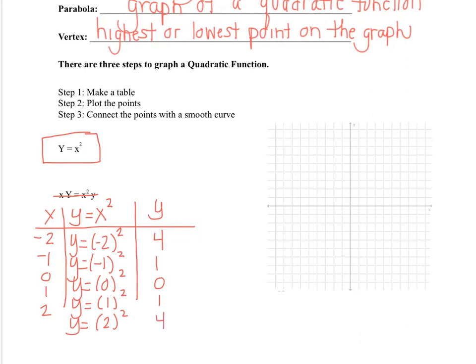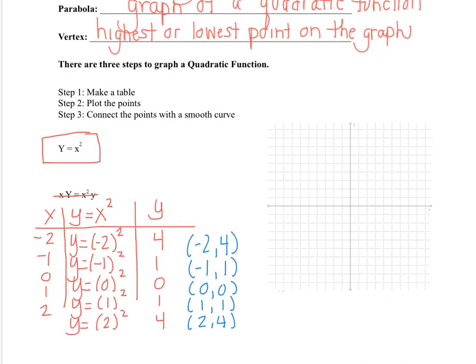All right, so now we have our x and our y. These are ordered pairs, you guys. So I have a negative 2, 4. I have a negative 1, 1. I have a 0, 0. I have a 1, 1. And I have a 2, 4. So your next step would be to go over to your graph and plot these points.